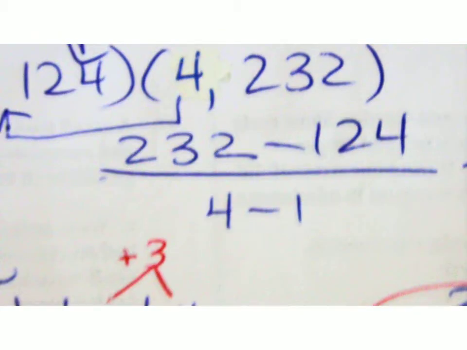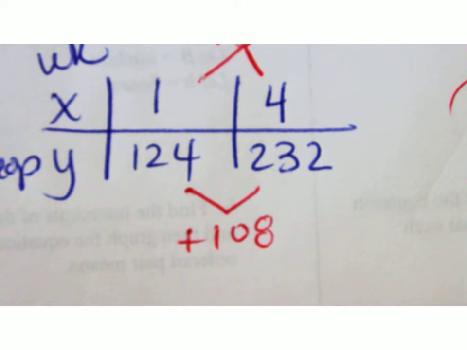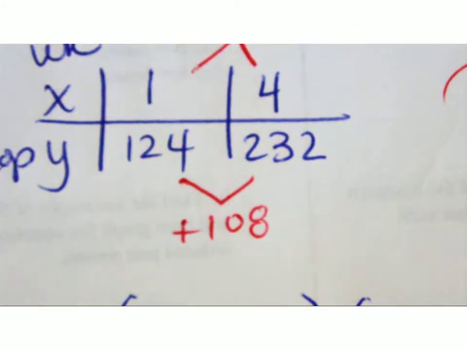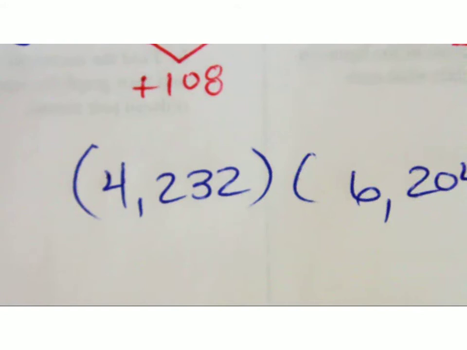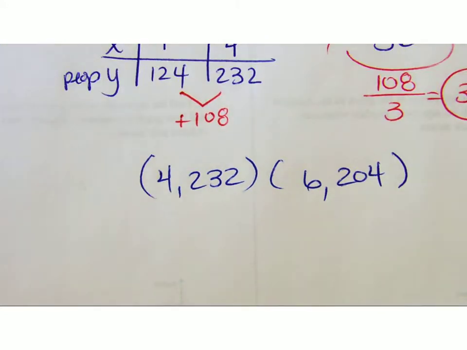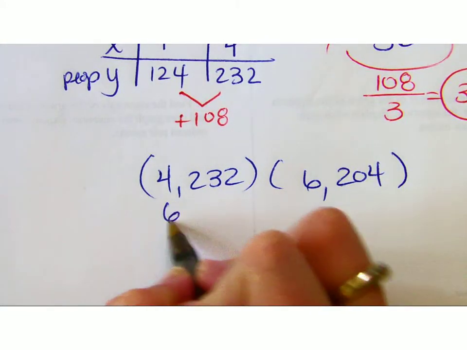So from week 4, we had (4, 232). And we had (6, 204). And you have the stack and subtract option too. You can stack them and do the whole thing, right? Remember that? (6, 204).